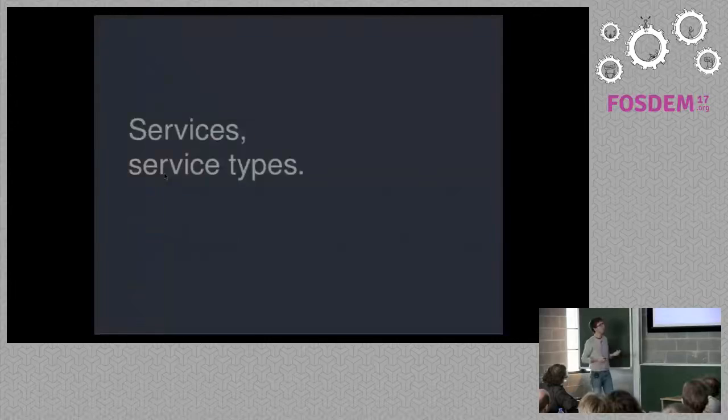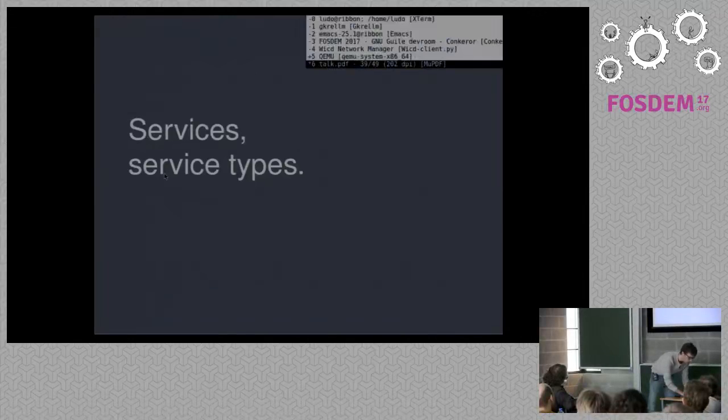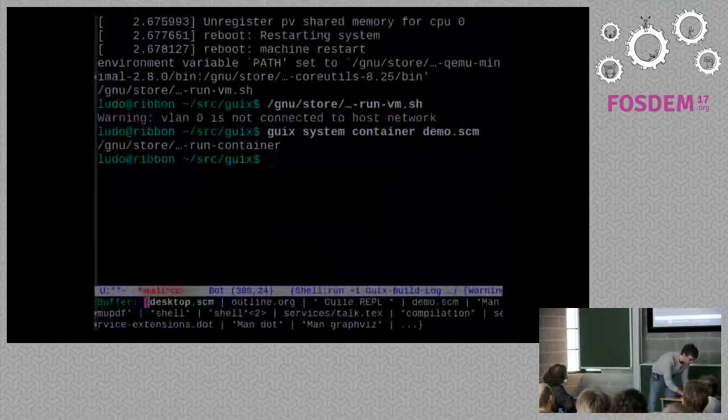So how did we do that? Well, the thing here was to introduce a notion of services, which are first-class values representing services, which may or may not be shepherd services, and service types, which represent classes of services. So let's see an example.